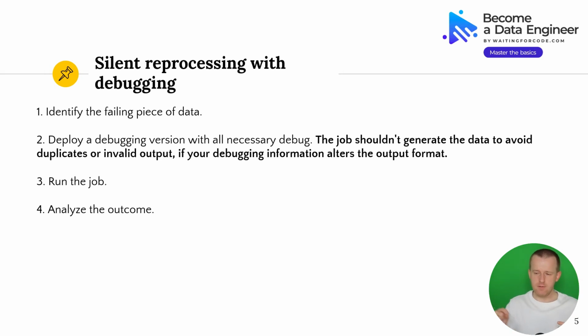Another strategy is the silent reprocessing with debugging. So here we are assuming that the real-time job failed, it cannot be restarted, and in these steps we identify the code snippet that caused the exception. We add some debugging, like for example in the try-catch block, or maybe in the call stack in different methods, and we compile it, we run it, and we analyze the outcome. So we analyze the logs.